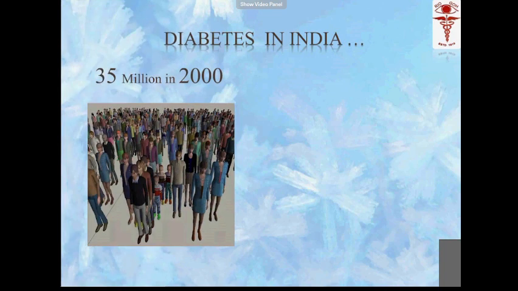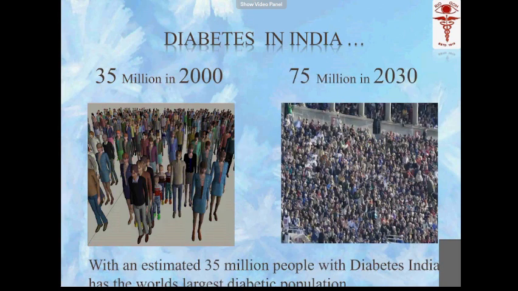So, what is the load of diabetes in India? In the year 2000, the population of diabetic people in India was around 35 million, and is estimated to go up to 75 million in 2030. Any questions in between, you can interrupt me and ask now. So, approximately 5.6 million persons are there with diabetic retinopathy.